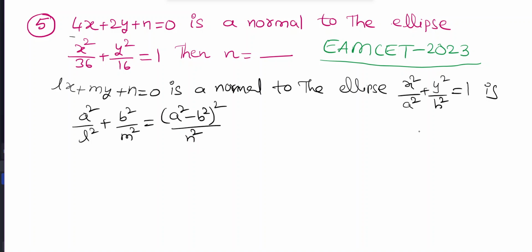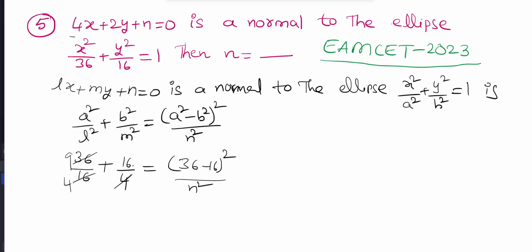Substituting all the values, a² value is given, that is 36 by l², where l is the x coefficient, 4, so 4 squared is 16, plus b², which is 16 by m², where m is the y coefficient, 2, so 2 squared is 4, equal to a² minus b², that is (36 − 16) whole square by n². Now 36 by 16: 9 fours are 36, 4 fours are 16, so the 4s cancel. From this, 9/4 + 4 = (36 − 16)², that is 20 square, 400 by n².